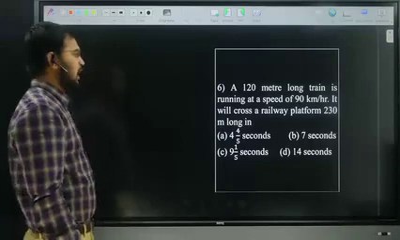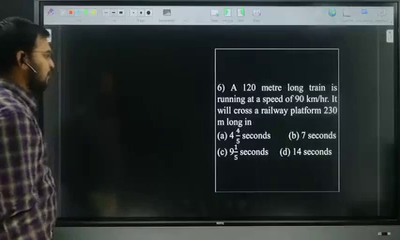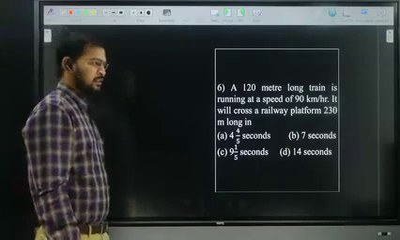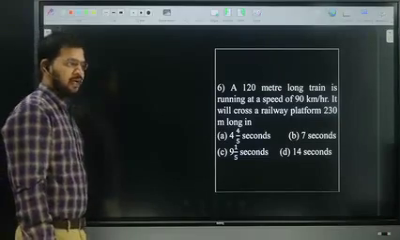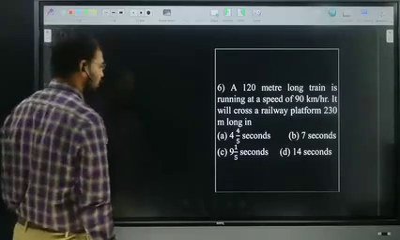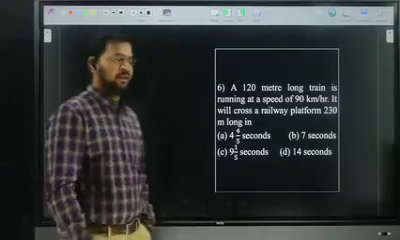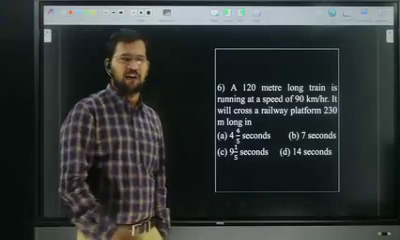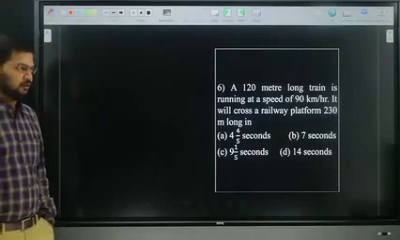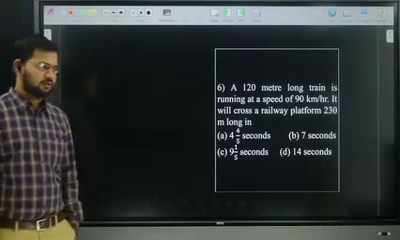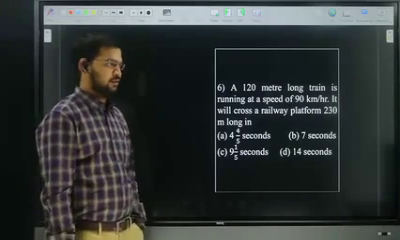A 120 meters long train is running at a speed of 90 km per hour. It will cross a railway platform 230 meters long in how many seconds? Here is a railway platform. I already told a similar question. In the previous case they gave a bridge, here they gave a platform. Just try to solve, what is the answer for this question?